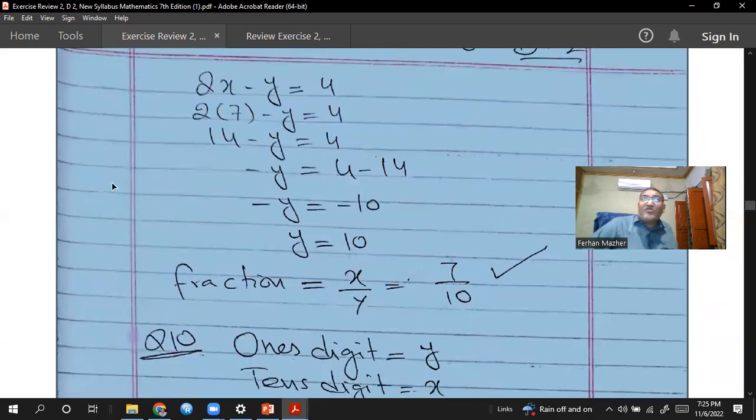So 2x minus y is equal to 4. So 2 into 7 minus y equals 4. So 14 minus y is equal to 4. So minus y is equal to 4 minus 14. Minus y will be equal to minus 10. Minus minus will be cancelled. So y will be equal to 10. So the fraction is x by y. The value of x is 7 and the value of y is 10. So the fraction is 7 by 10.